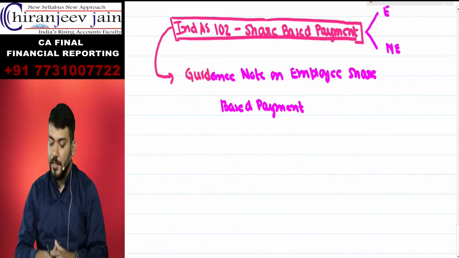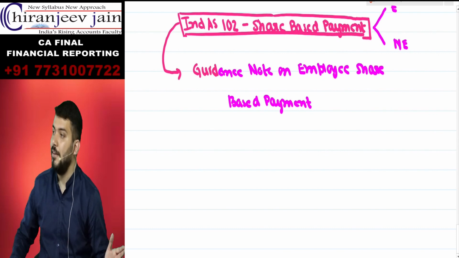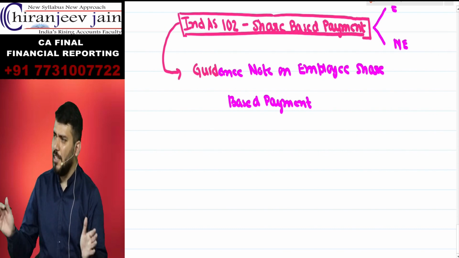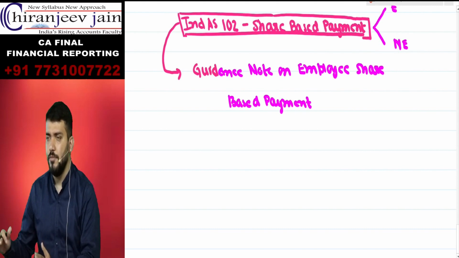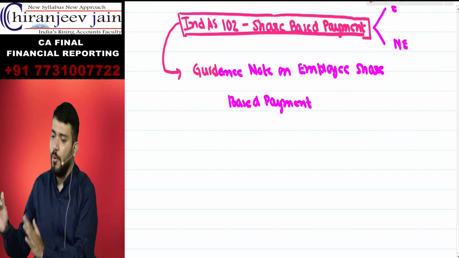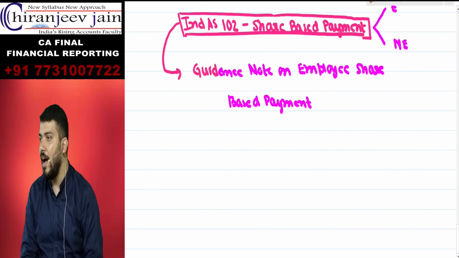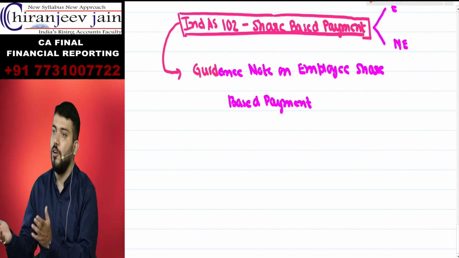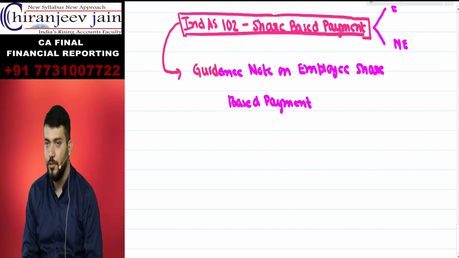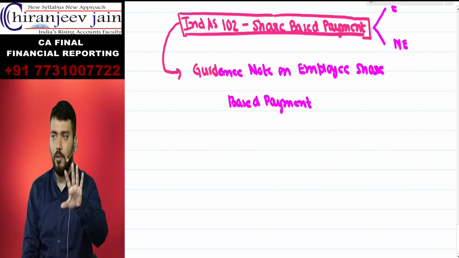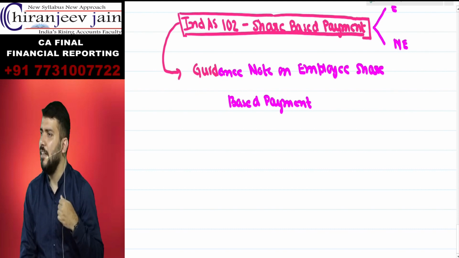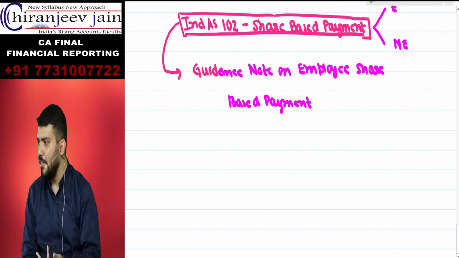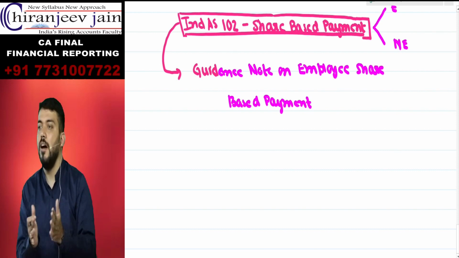Means the coverage of Ind AS 102 is more than the guidance note. Okay? But whatever you have done in the guidance note was actually a copy paste of IFRS 2, which has now become Ind AS 102. Means whatever you have done, I will say 70% will be the same only. We now need to understand what are the differences. Okay?